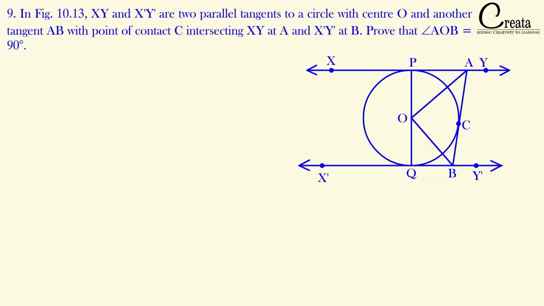In figure 10.13, XY and X'Y' are two parallel tangents to a circle with center O, and another tangent AB with point of contact C intersects XY at A and X'Y' at B. Prove that angle AOB is equal to 90 degrees.